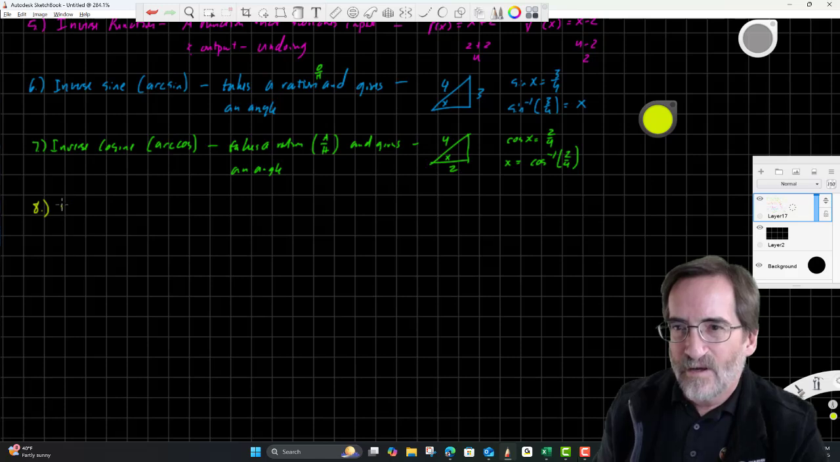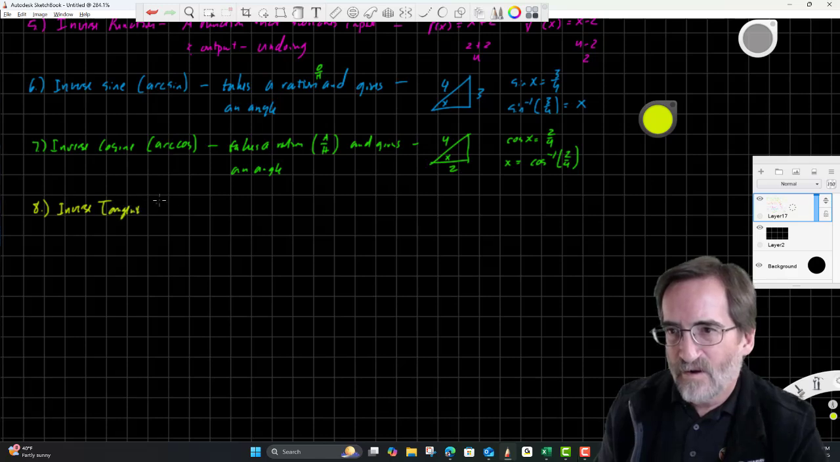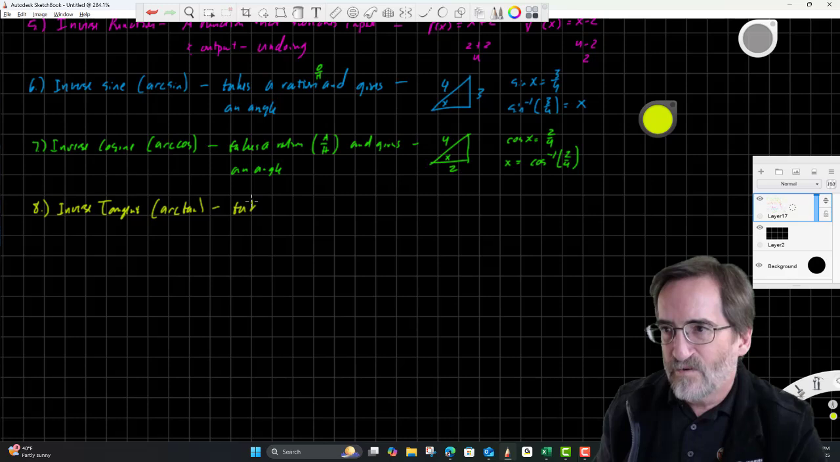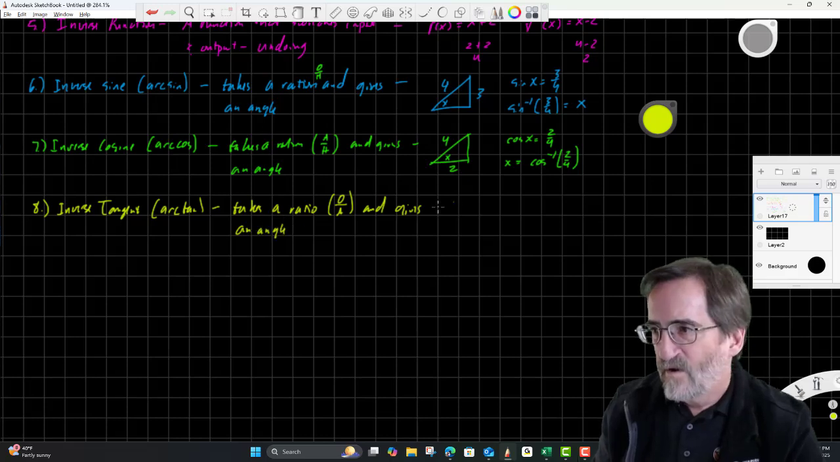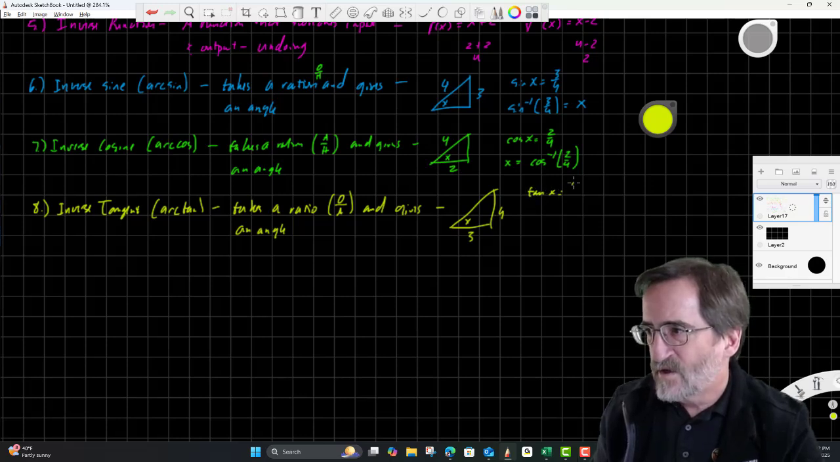Number 8. Inverse tangent, also called arctan. Takes a ratio, in this case opposite over adjacent, and gives an angle. Example, if I know the opposite and the adjacent, so I know 3 and 4, then tan x equals 4/3. X equals arctan, or inverse tan, of 4/3.